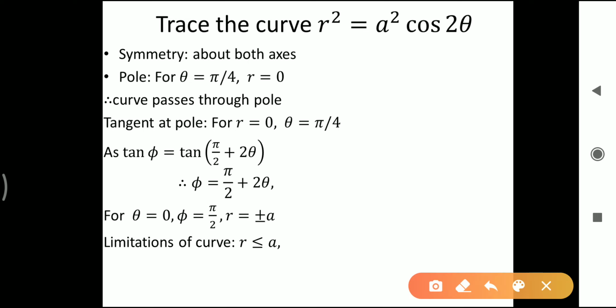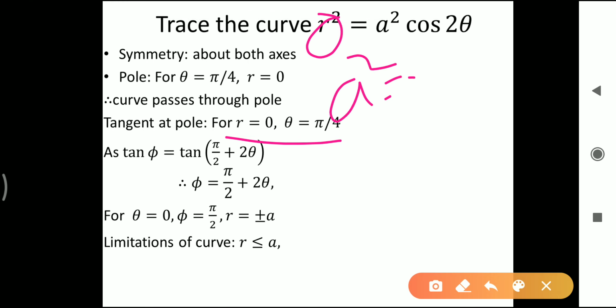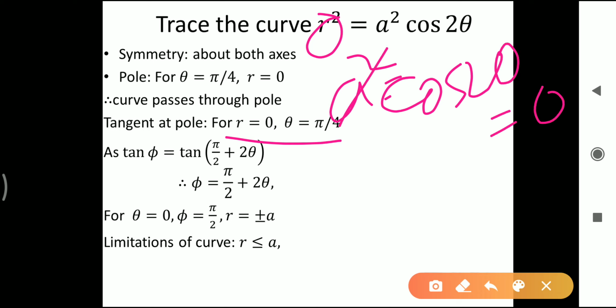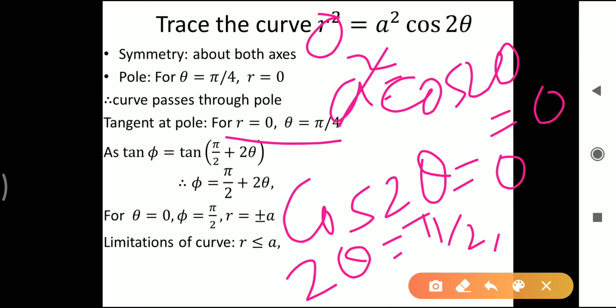Now to find the tangent at the pole, we equate r to 0. When you equate r to 0, you have a square cos 2 theta equal to 0. But as I told you, a is not equal to 0, so you get cos of 2 theta equal to 0. What are the values of 2 theta which will make cos of 2 theta 0? 2 theta is pi by 2, 3 pi by 2, 5 pi by 2 and so on. There are many values.